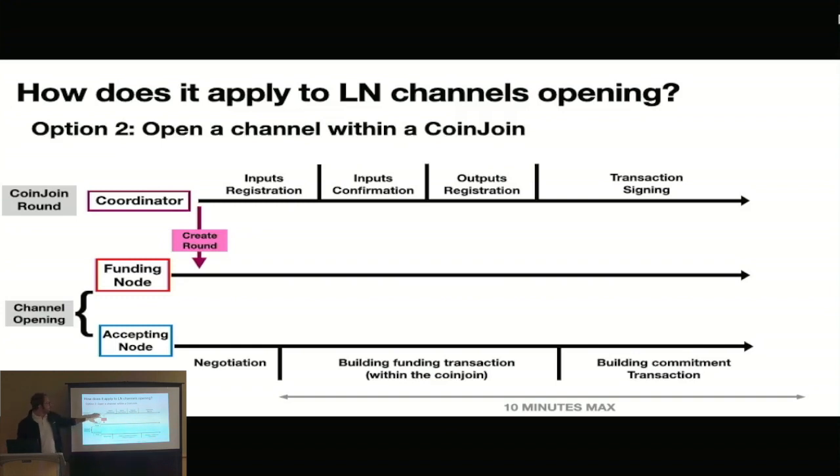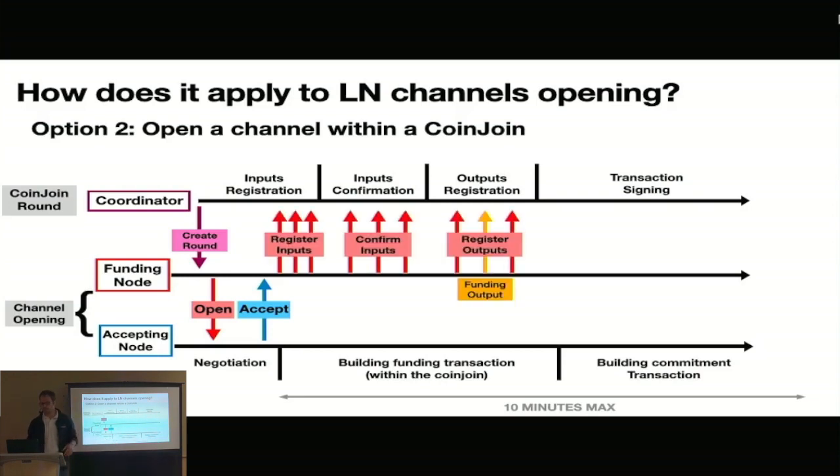First, the coordinator has to create the round. He sends the information to the funding node. The funding node receives it and says, oh, okay, there is a new round, I would like to open a channel within it. So she begins negotiation with the accepting node, open accept. At this point in time, there are 10 minutes to perform all the remaining operations until broadcast. If not, it will fail. This is of utmost importance in the context of CoinJoin. You will see later the caveats.